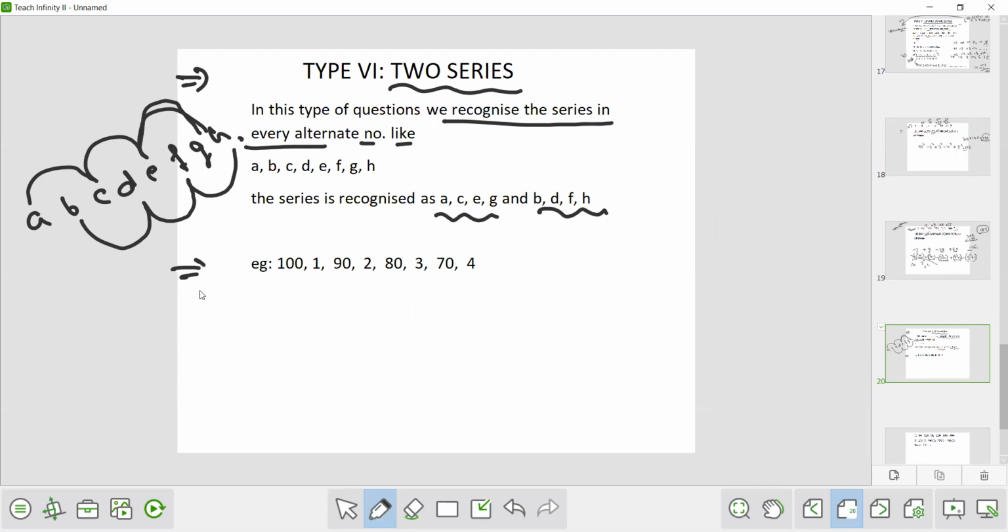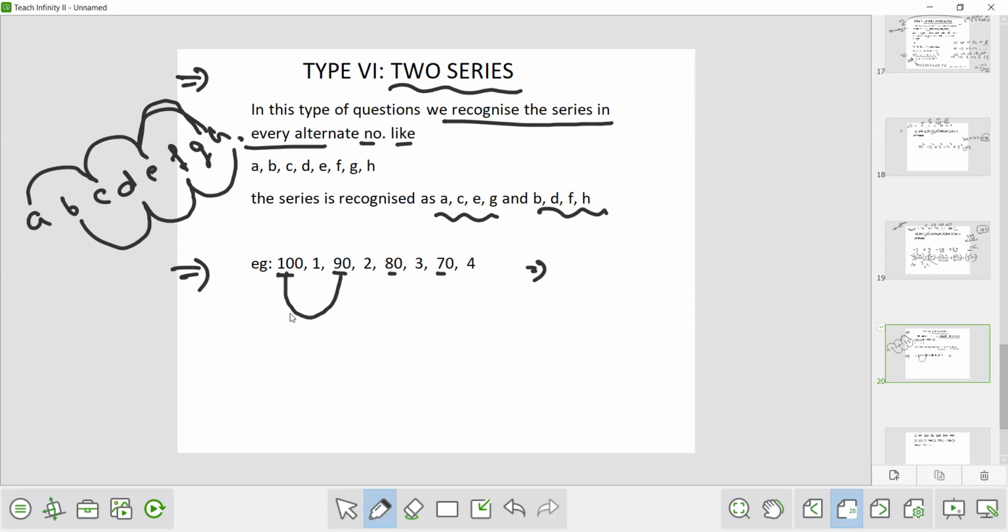Now let us look at the example. There it's written 100, then 1, then 90, then 2, then 80, then 3, then 70, then 4. It looks like an ups and down series. But actually, is it ups and down? No. You will not find any relationship between these. Now, how to find it? So let's look. It is 100, 90, 80, 70. So alternate logic. Try to find the logic in the alternate numbers.